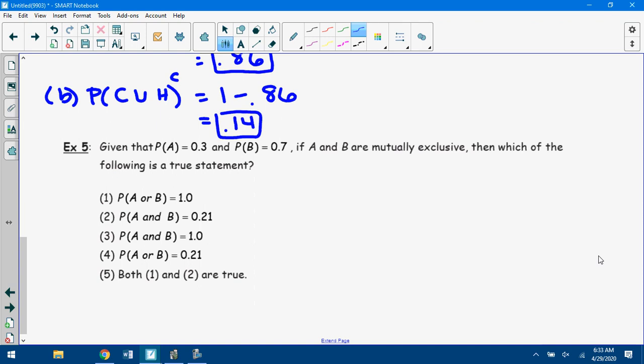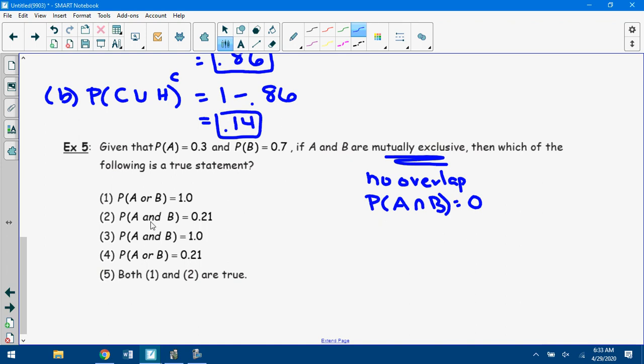Number 5 is multiple choice. Given that the probability of A is 0.3, the probability of B is 0.7, if A and B are mutually exclusive, what's that mean? No overlap. Which also means that the probability of A and B is what? 0.